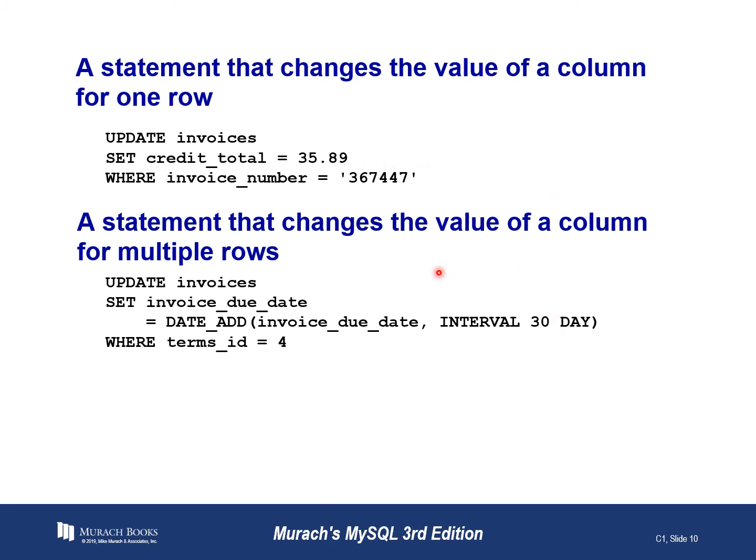Another example of an update statement is going to affect multiple rows. Here's an example again, where the terms ID is equal to 4, set the invoice due date to invoice due date, comma, interval 30 days. So what this is going to do is add 30 days to the existing due date if the terms ID is 4. Okay, so here are a couple of examples of how you can update existing values.